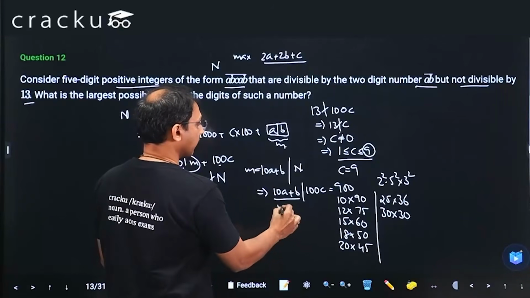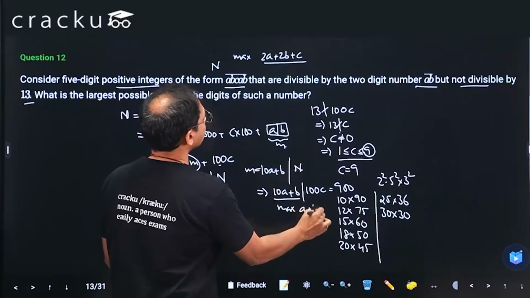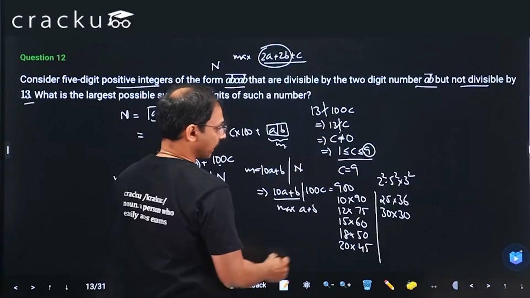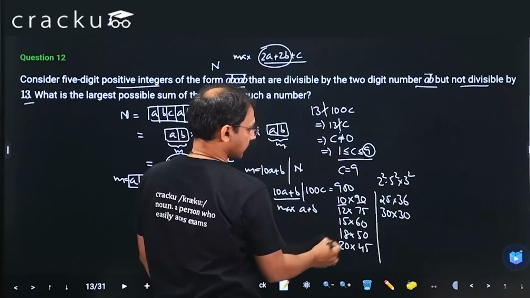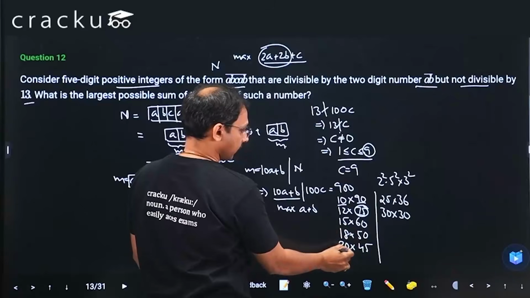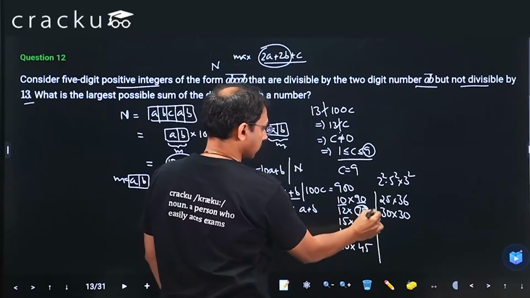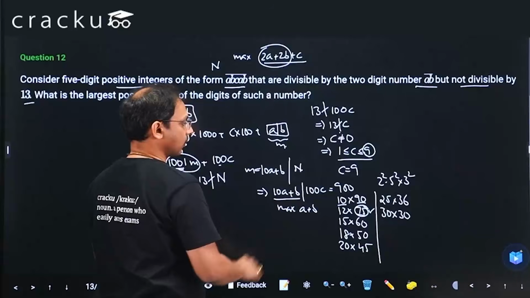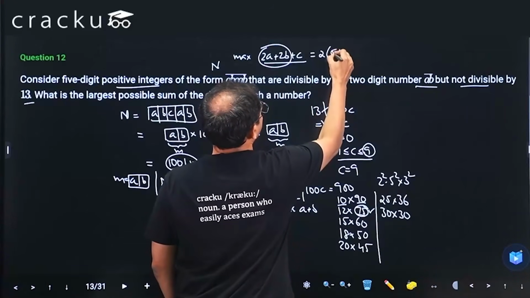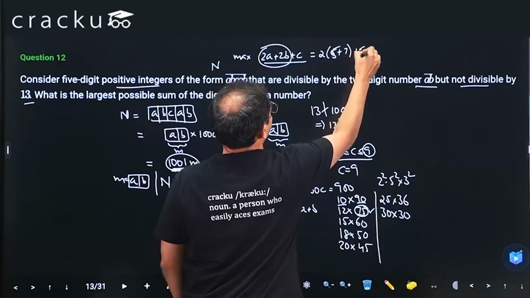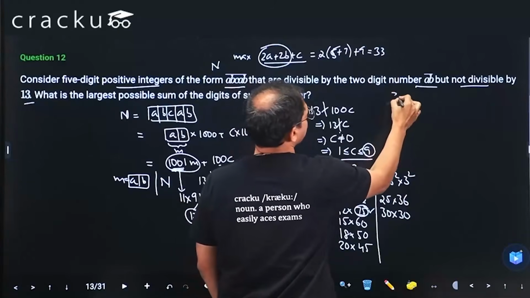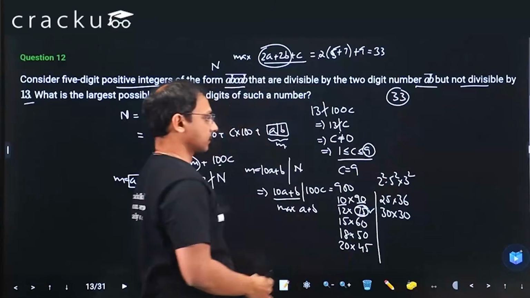Now I have to maximize the sum of the digits, this part. So let us see where A plus B is maximum. 1, 9. Here I have 12. Nowhere else will we have 12. So AB can be 57 or 75. So this will be 2 into 5 plus 7, that is 12, 24, plus 9. 24 plus 9 is 33. That is the answer.